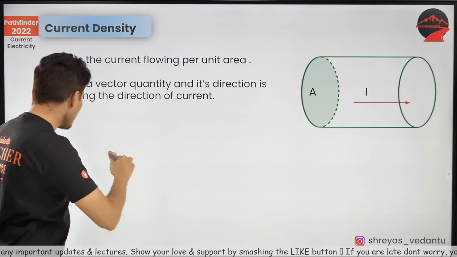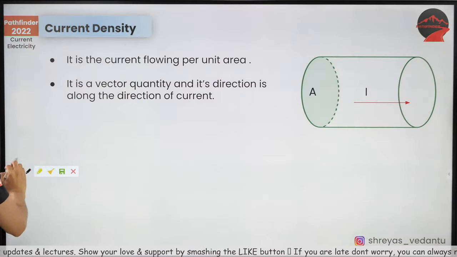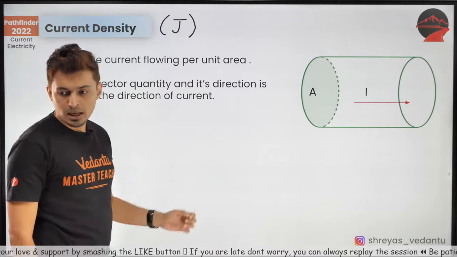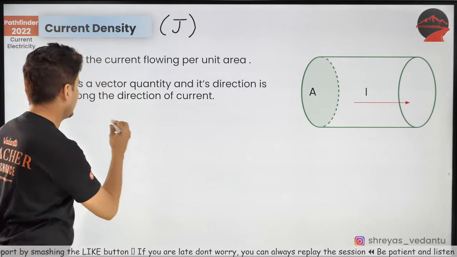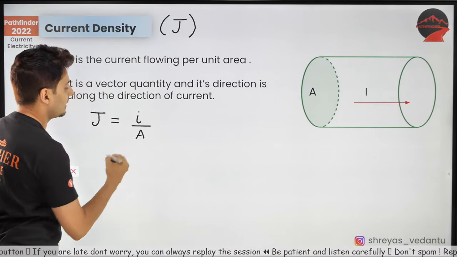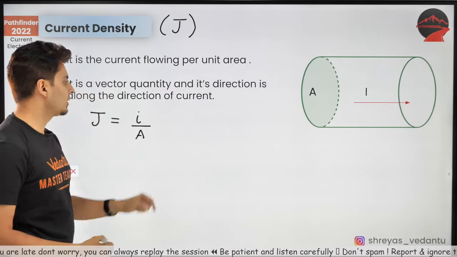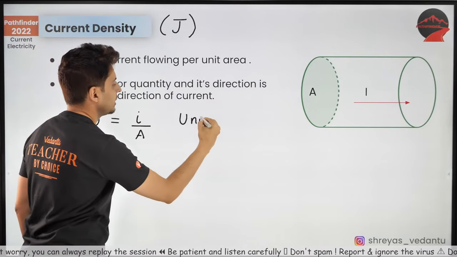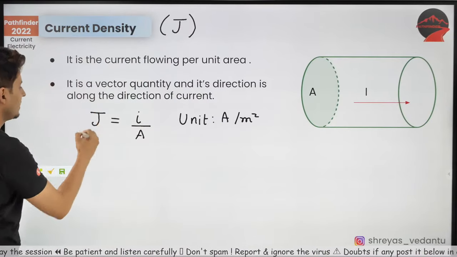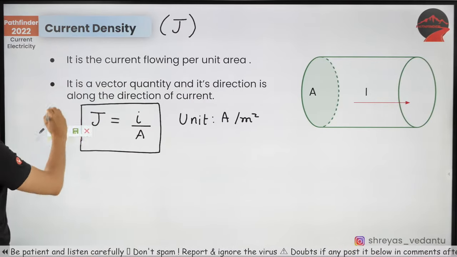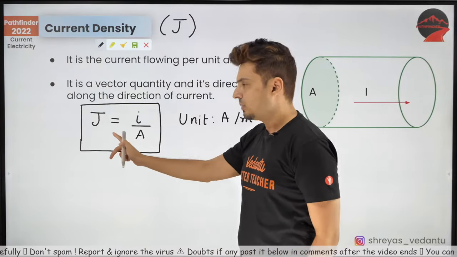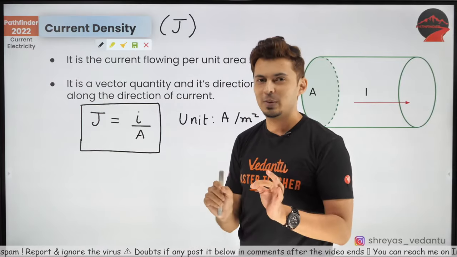Keep this in mind. So first of all, let's define the symbol. The symbol used for current density is J. This value J is nothing but current per unit area, the current flowing per unit area. So the unit of J will be ampere per meter square. I hope this is fine. So this is the first way of looking at this formula. Now I know many of you might be wondering, sir, current density is a vector quantity, so can you give me a vector equation for this?